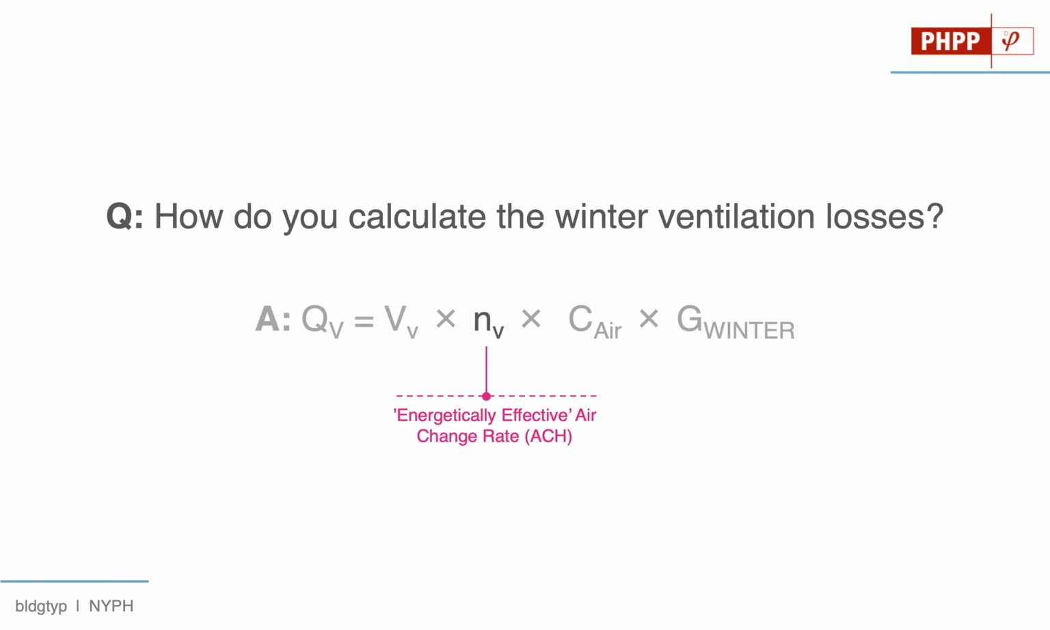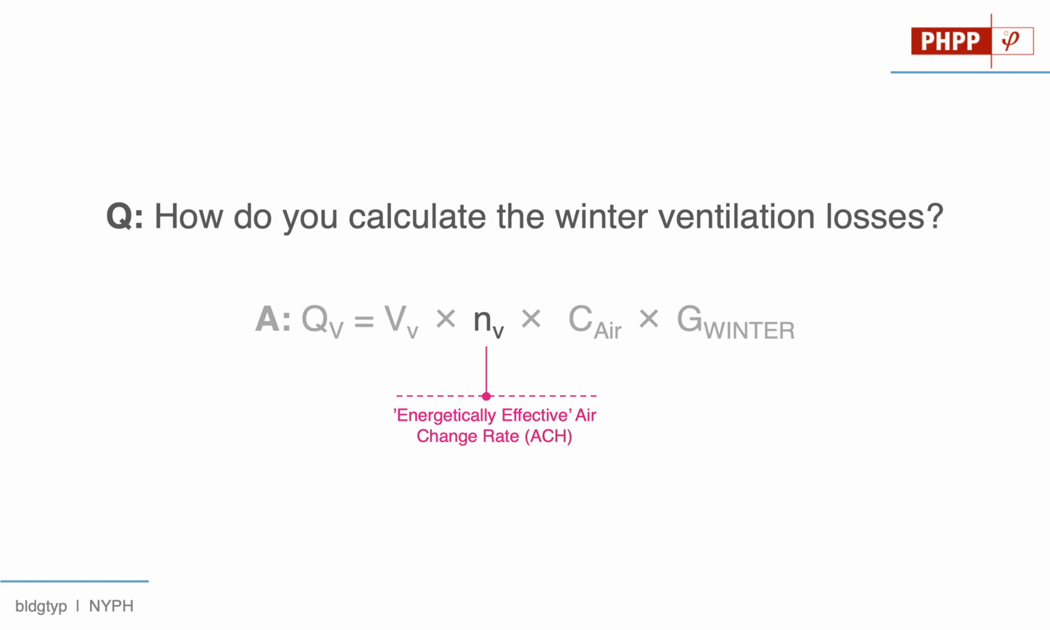Well, what it's trying to tell us is, listen, there's going to be a bunch of air moving in and out of your building. What we're interested in is the air moving in and out of your building which causes some energy transfer. So we're interested in the energetically effective air exchange rate. We're interested in that air exchange which causes heat transfer of some form or another. Okay, so how do we calculate that? What is the N sub V? How do we calculate that?